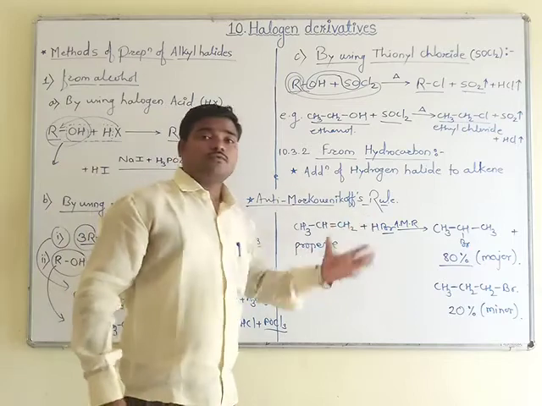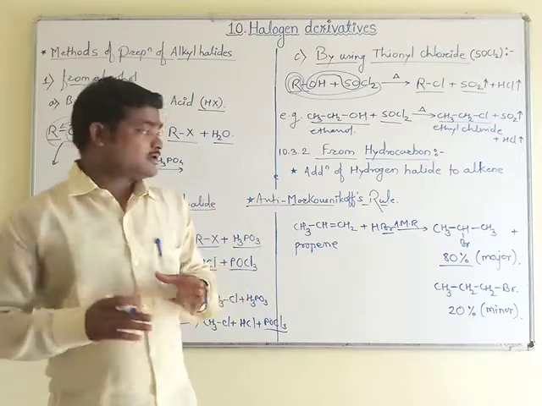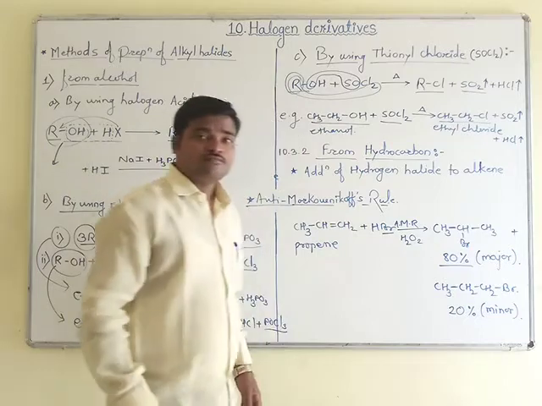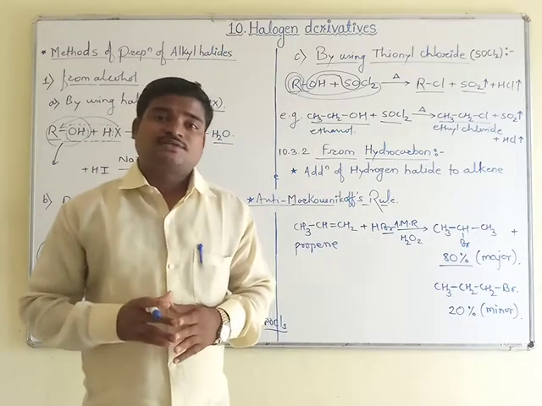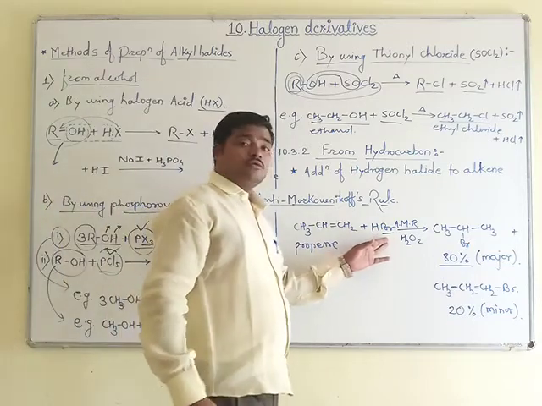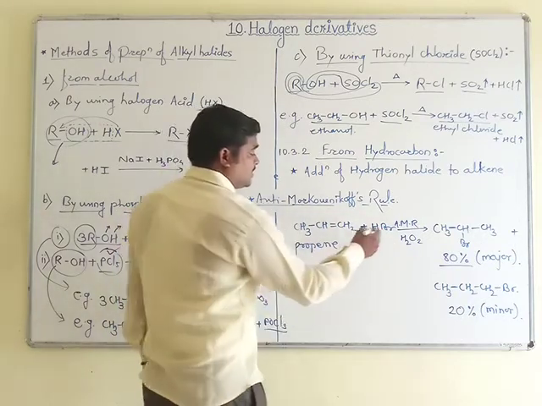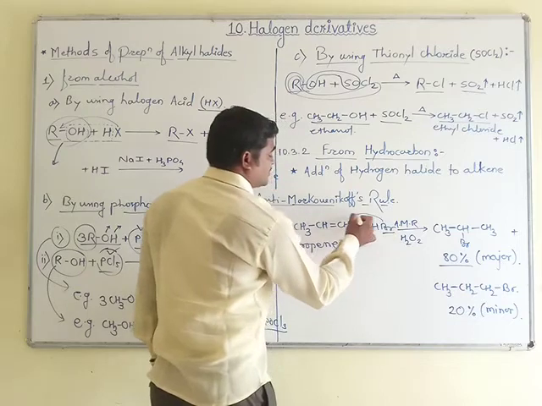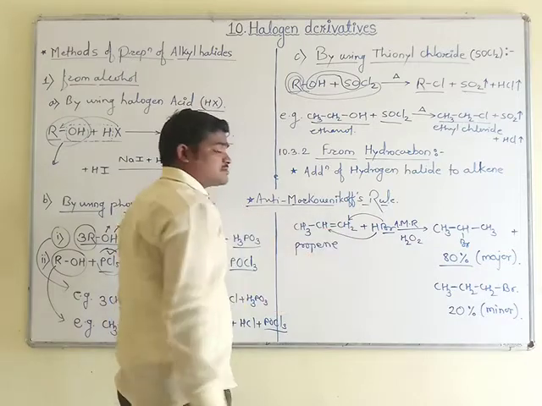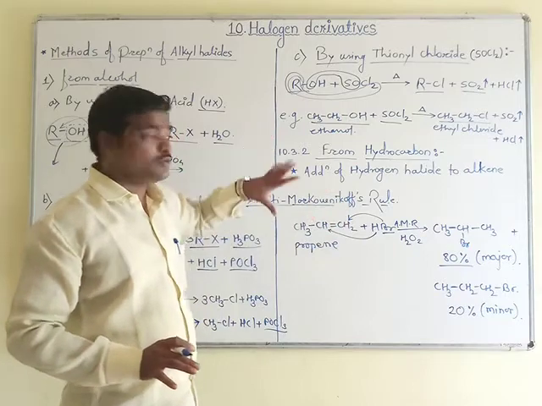Now, the anti-Markovnikov rule has different names. It is also called the peroxide effect, that is, the reagent which we are using here is H2O2. Or this rule is also called the Kharasch-Mayo effect. So what are the changes that we have to make in this addition? The negative part of the reagent adds to that part where the hydrogen atoms are more, and the positive part will add to that part where the hydrogen atoms are less. So this is the addition according to the anti-Markovnikov rule.